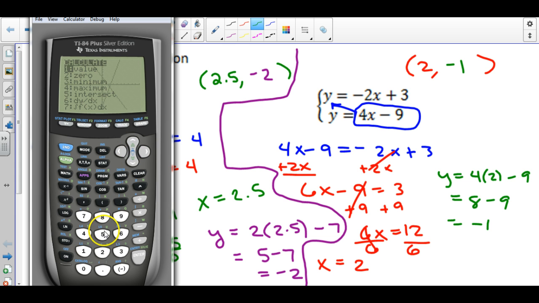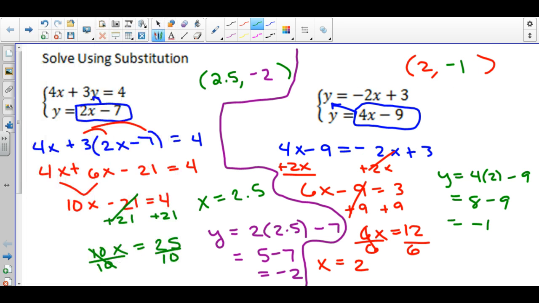I'm just checking my answer to prove again that both of these lines do intersect at that coordinate, and there's our answer: the x value of 2 and the y value of negative 1. So anytime you want to check your answer, you can either substitute your x coordinate and y coordinate into both equations, or you can solve using the graph.